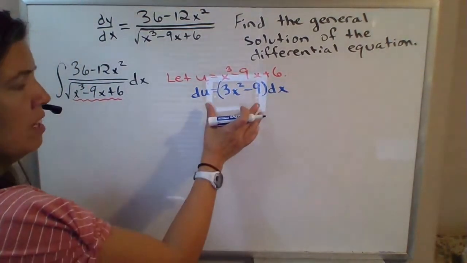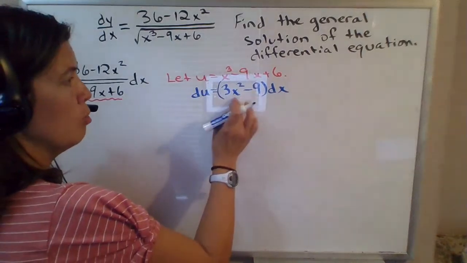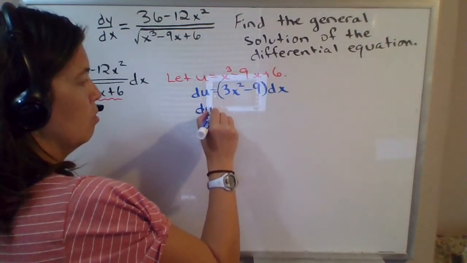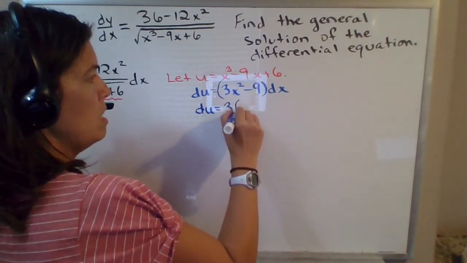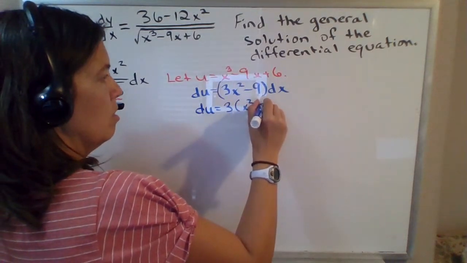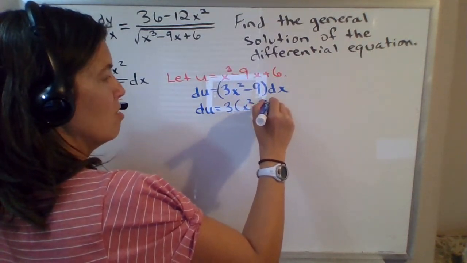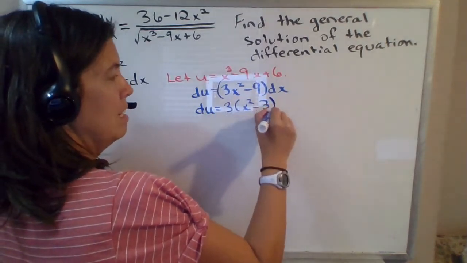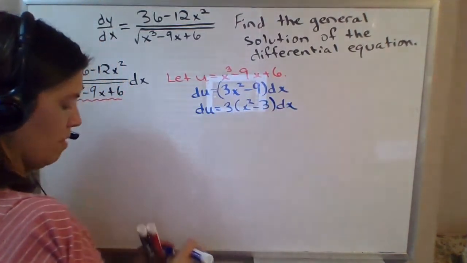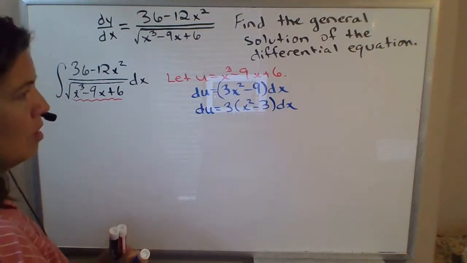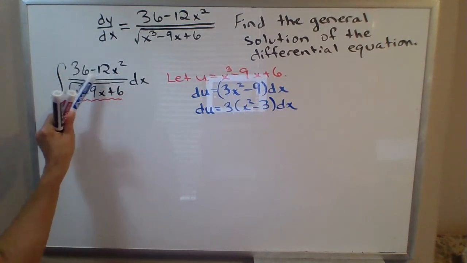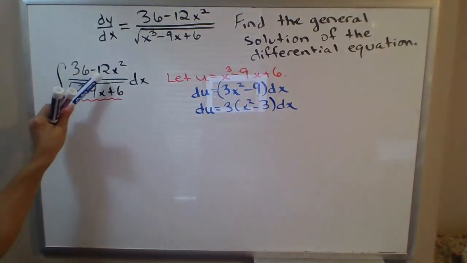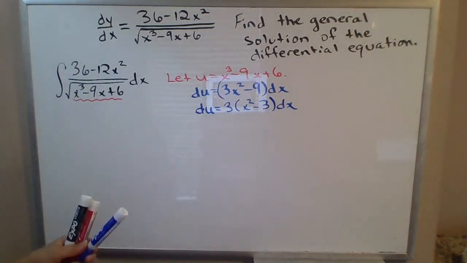Now something that I'd like to point out here, so we could factor out a 3. So let's write this as du equals 3 times (x squared minus 3) dx. Alright, well, what we have outside of that expression of u doesn't really look like that. So let's think about this.